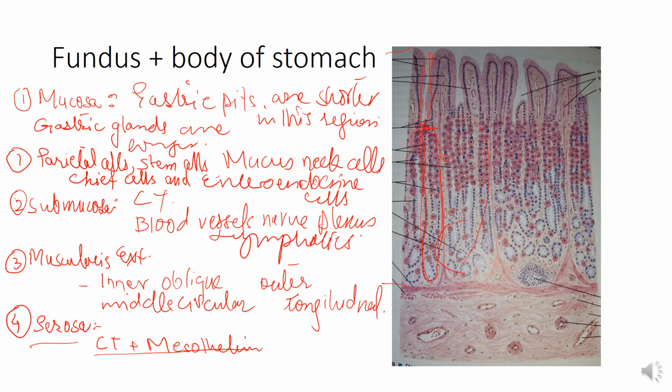If a question comes from here, it can be like: give the features of the fundus and body of the stomach, or draw and label the fundus and body of the stomach. In both cases you just have to draw the whole picture, the whole 3-4 layers. And if a question comes regarding the gastric glands, you have to draw the gastric gland with all the cells in their proper position and with their proper features.